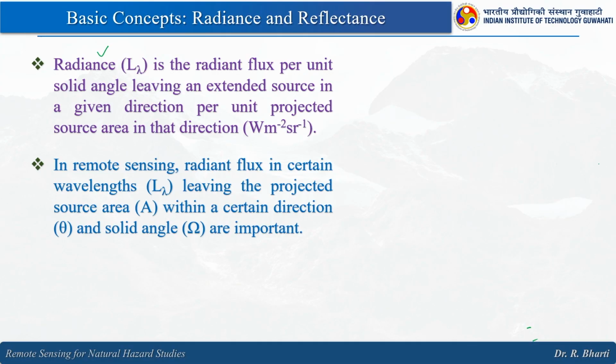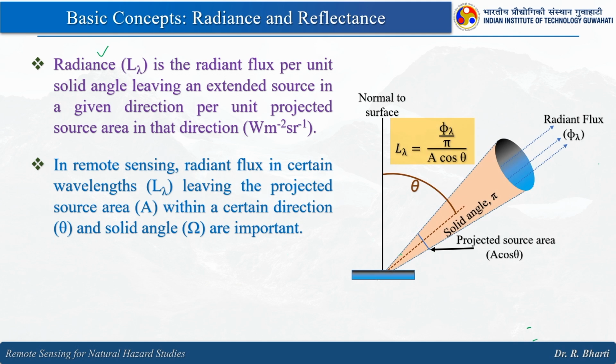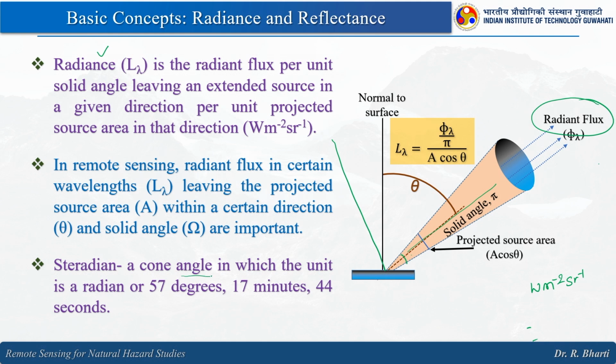In remote sensing, radiant flux at a certain wavelength leaving the projected source area A within a certain direction theta, and the solid angle are important, right. So, you can consider this is the solid angle, and this is the amount of energy which is reaching the surface, and then it is getting reflected, which is coming as a radiant flux. So, here we have this watt per meter square per steradian unit, and steradian is a cone angle in which the unit is radian, or 57 degrees 17 minutes 44 seconds.